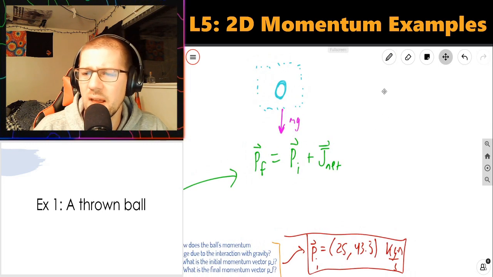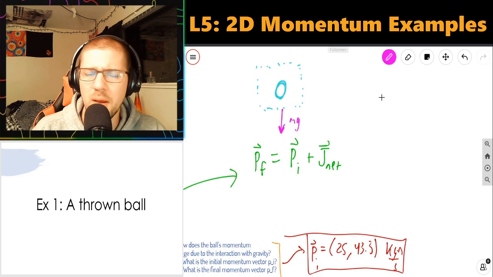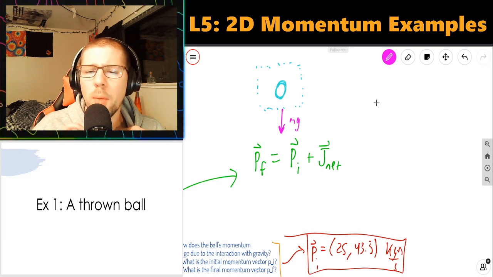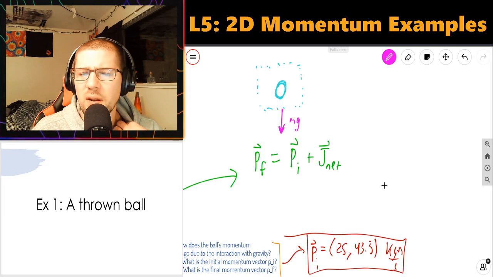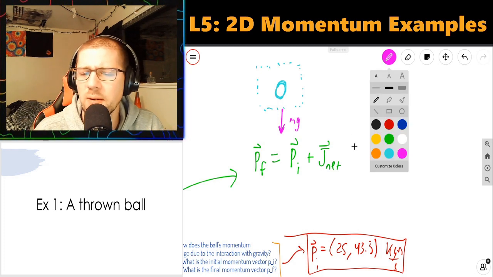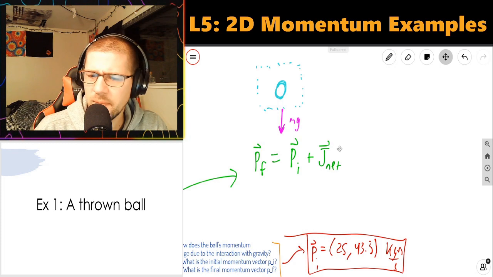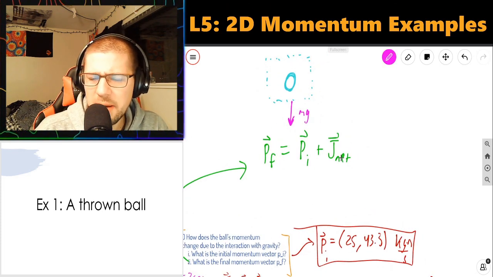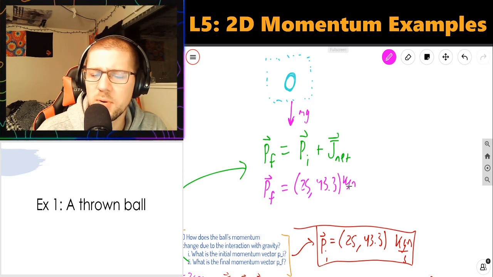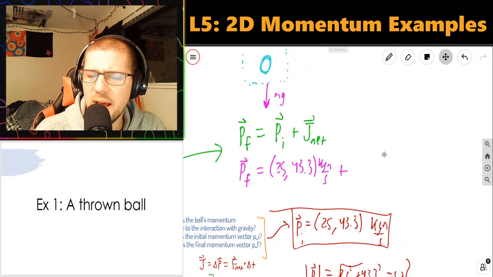In other words, even though total momentum of the universe is conserved, momentum here is not going to be conserved, in the sense that for my small part of the universe, the momentum is not going to be the same. We've got a net external force, so we're allowed to have variations in momentum. Okay, now, to find my final momentum, I'll need to add my initial momentum, which is 25, 43.3 kilogram meters per second, plus my change in momentum.